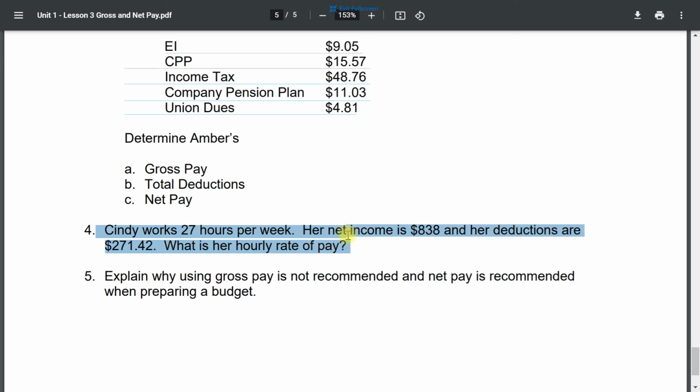So in this case, we have to find the hourly rate. So we're going to use the GRASP method. So what was given, what is required also. So we're going to use GRASP in this case. You don't have to use it all the time because it is more involved. So remember, GRASP was, what were we given? So we were given, so you work 27 hours per week.